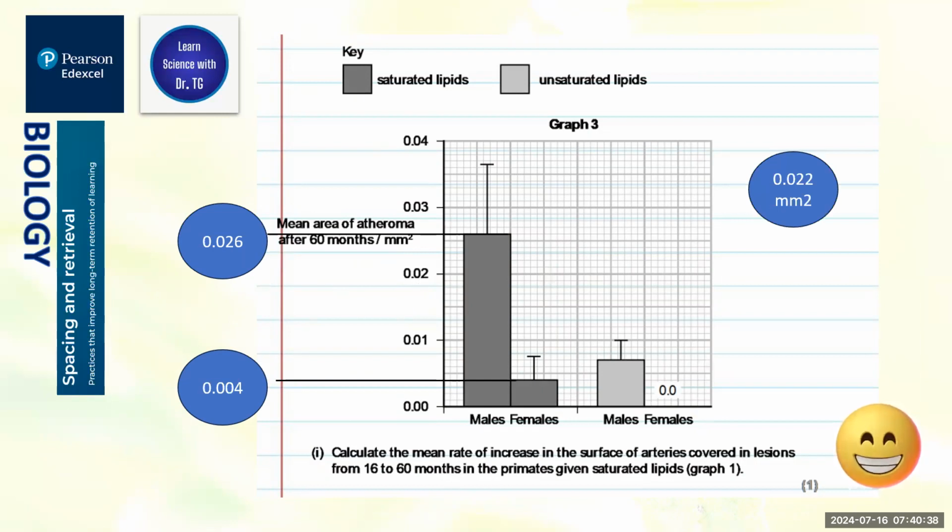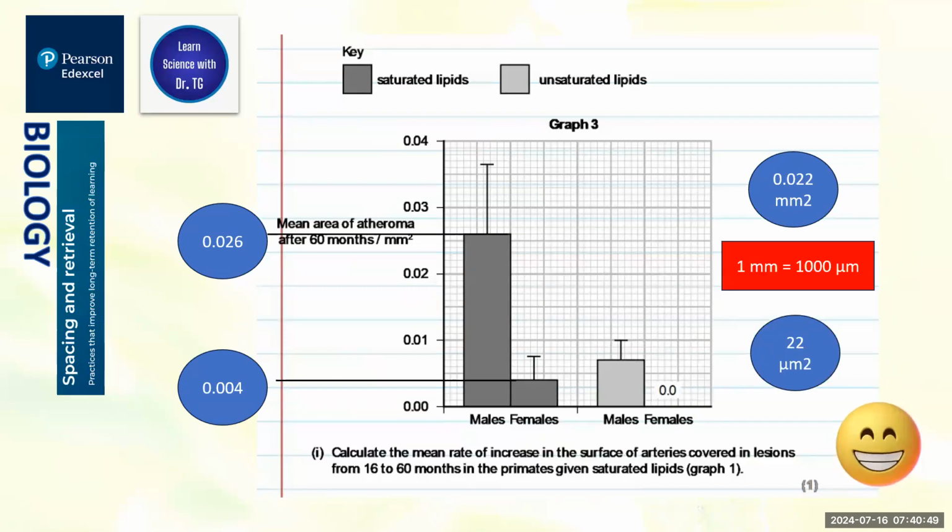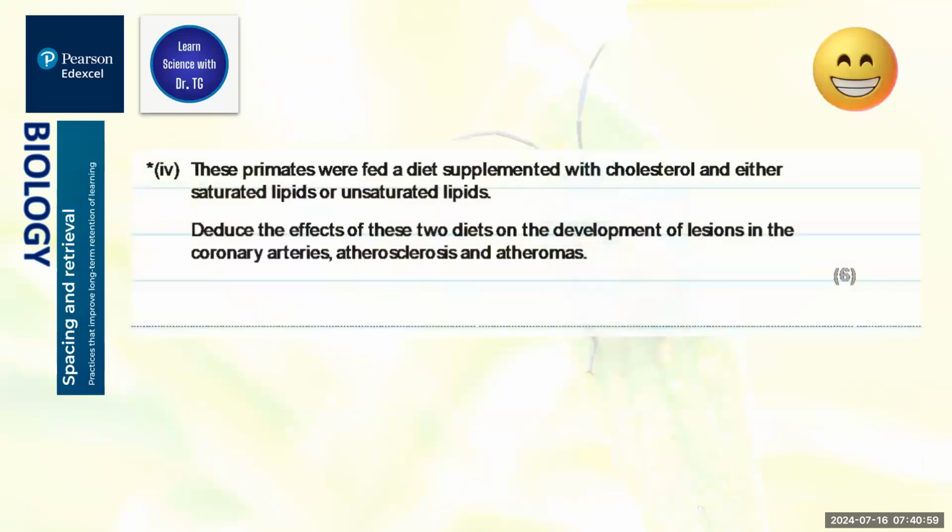0.022, and we have to change this to micrometer. So remember, 1 millimeter equals 1000 micrometer. So you have to multiply the millimeter value to get the micrometer. The answer is 25 micrometer. Okay, now we are coming to the most important part of these questions.